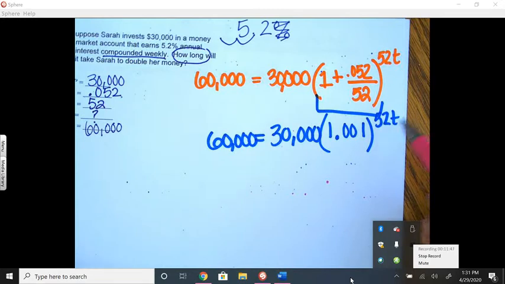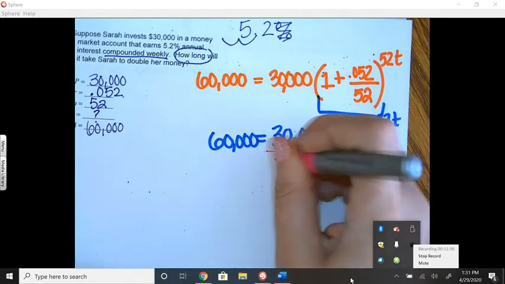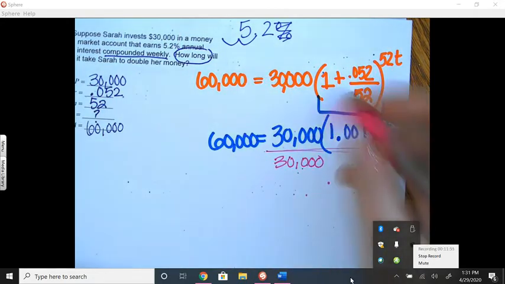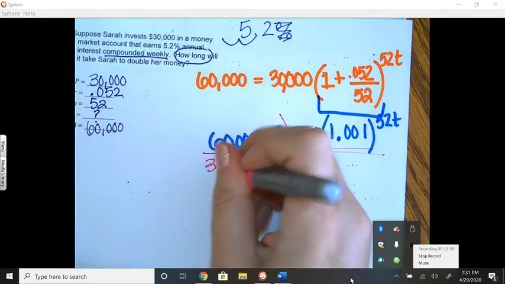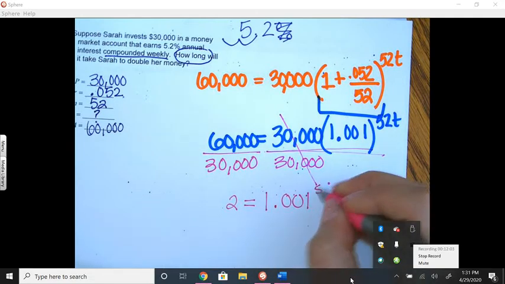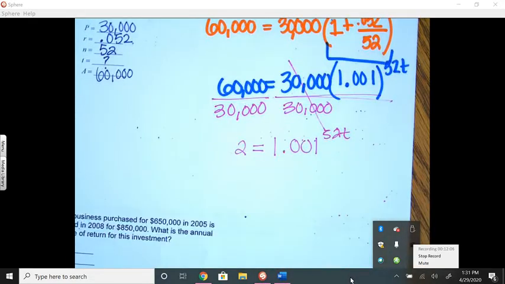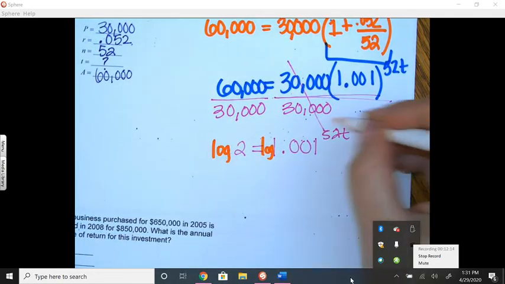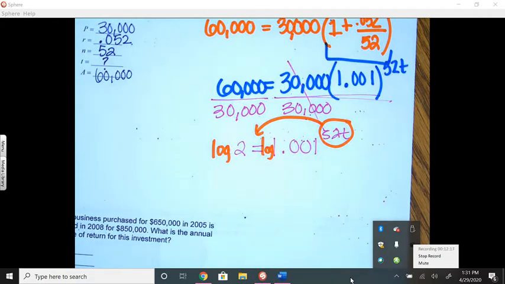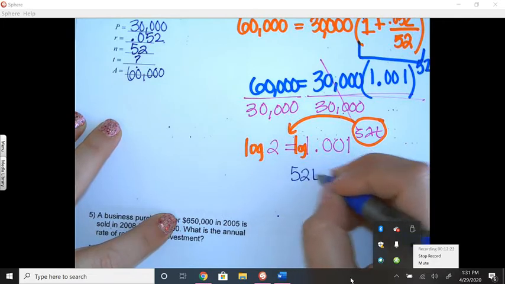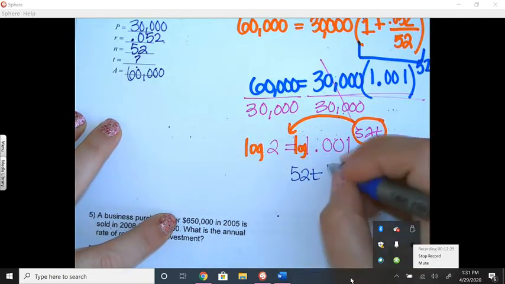So we're going to get rid of the 30,000. Remember, you can't multiply these because exponents would go first. So that's why we're going to divide it out, and we get 2 here. And then we've learned our rules for logarithms. If we log both sides, whatever we do to one side, we do to the other, we're allowed to move the 52t to the front, and it brings it down with the rest of the problem. 52t just means multiply, so I don't need to put parentheses.